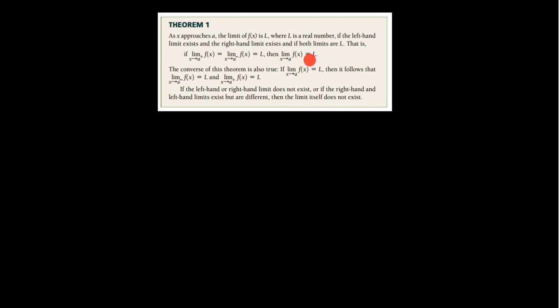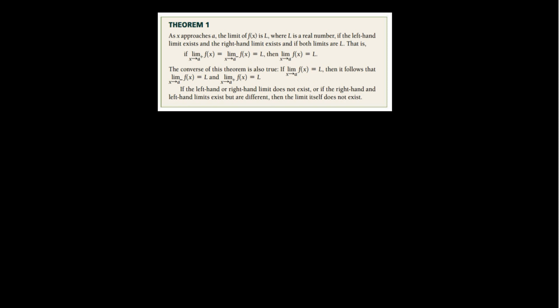So if the limit exists, then it follows that the limit of f of x from the left side and the limit of f of x from the right side are the same, okay? So the converse, basically flipping this around: if we have a limit, then the left and the right side do exist, okay?